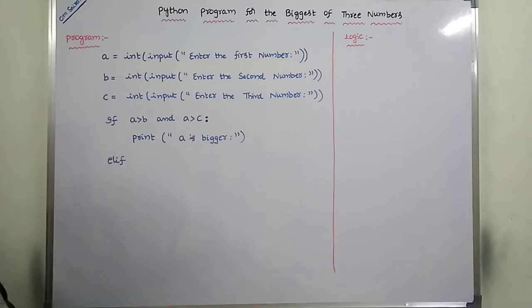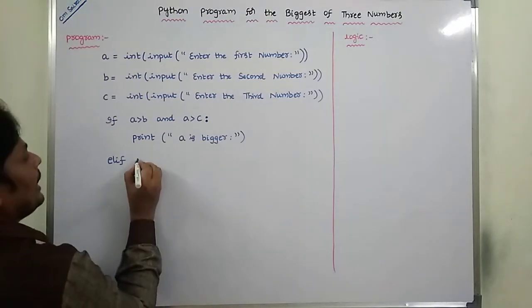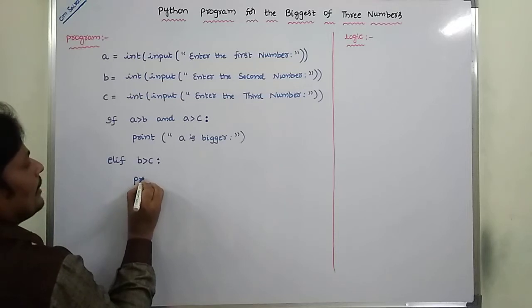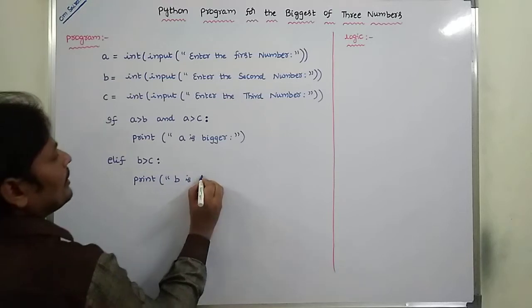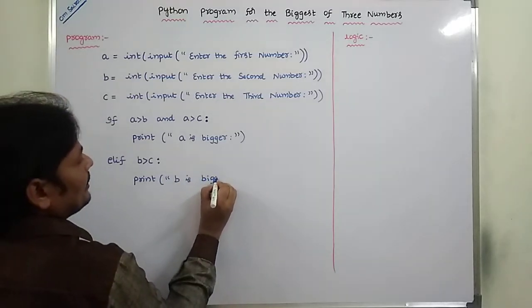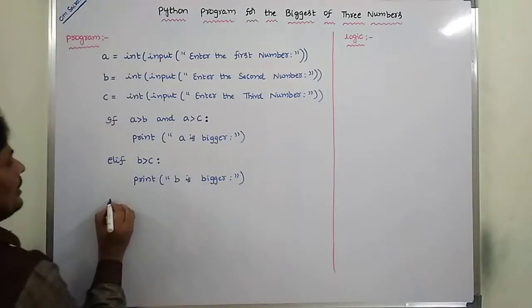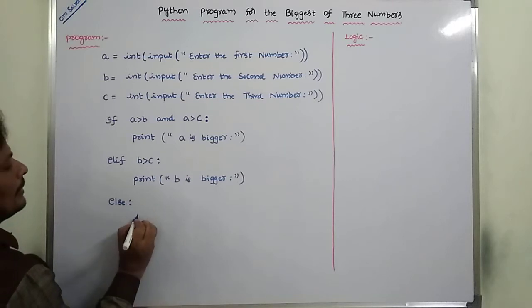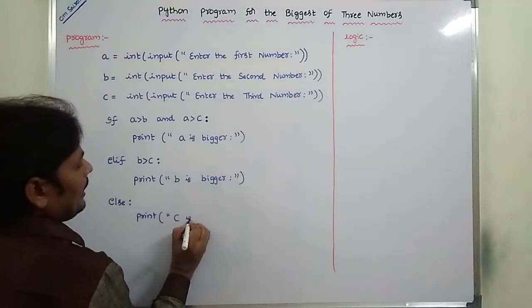Else if is nothing but elif. Elif means else plus if. Elif b greater than c colon, print "b is bigger". Next, last one, else colon, print "c is bigger".